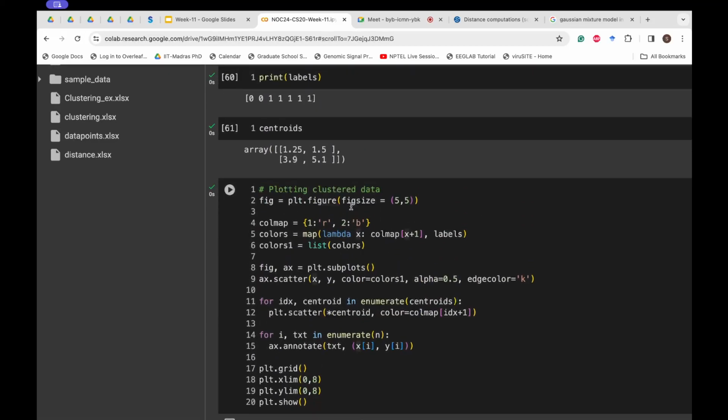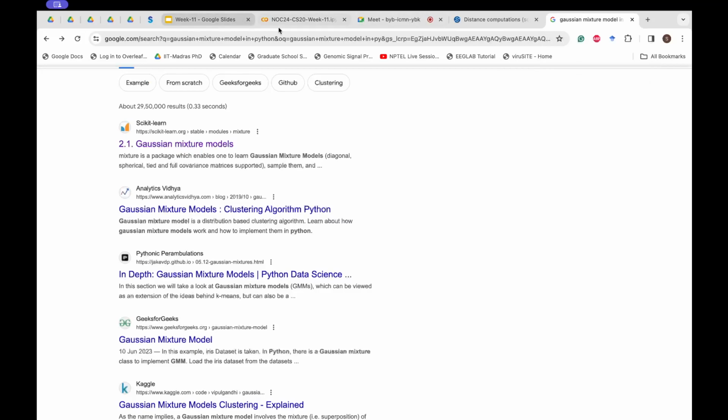Okay, so you might be seeing some Greek and Latin over here. So this is lambda function. For those of you who do not know what lambda function and map does, let me briefly talk about it.